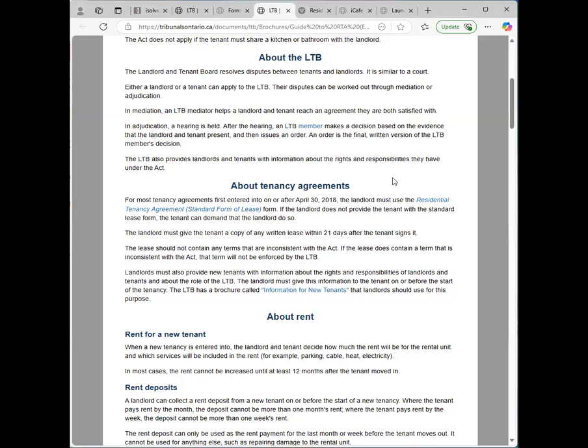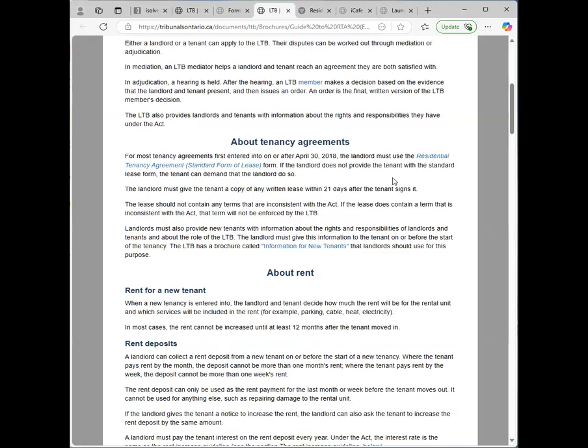So, tenancy agreements. You've got to use a standard lease form that Ontario has, which is great. And when a lease agreement is signed, just like British Columbia, the landlord must give a copy of the written lease to the tenant within 21 days after the tenant signs it. This is actually a requirement. It's not a requirement everywhere, but it is here.